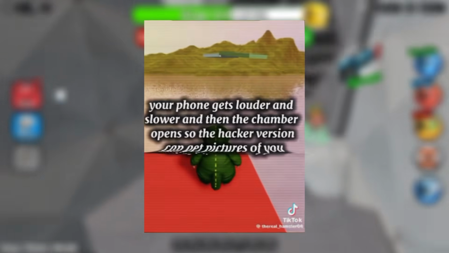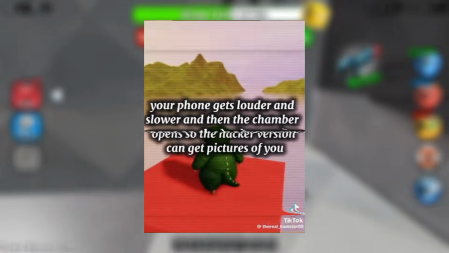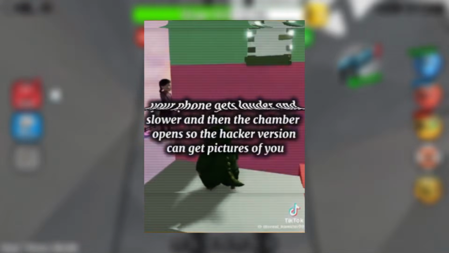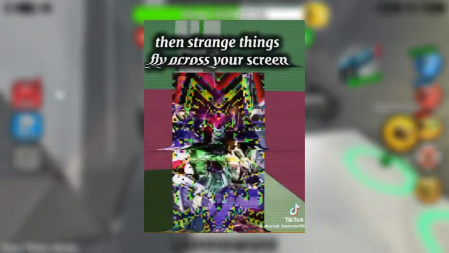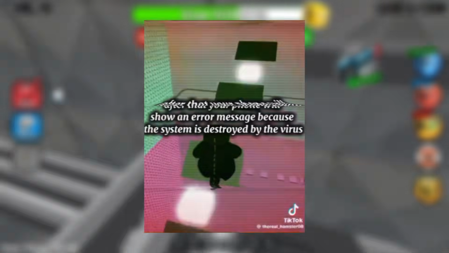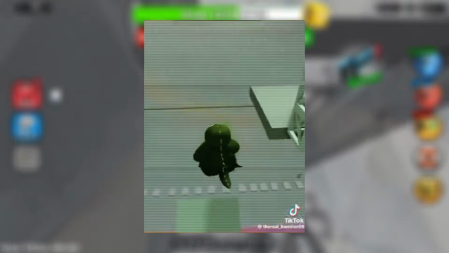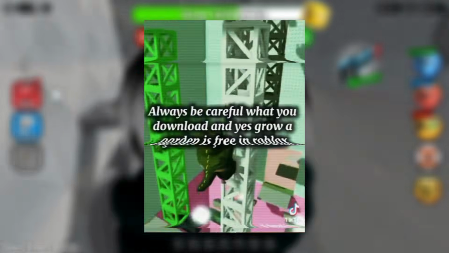Your phone gets louder and slower, and then the camera opens so the hacker can get pictures of you. Then strange things fly across your screen. After that, your phone will show an error message because the system is destroyed by the virus. Always be careful what you download.